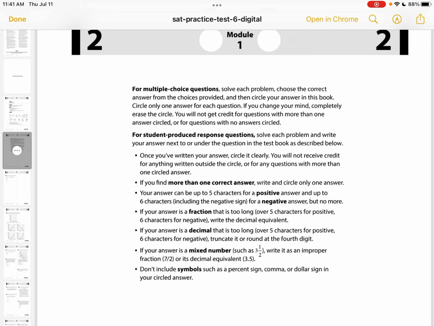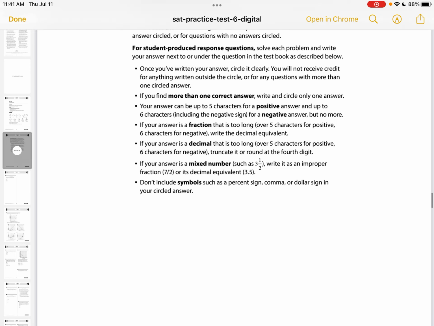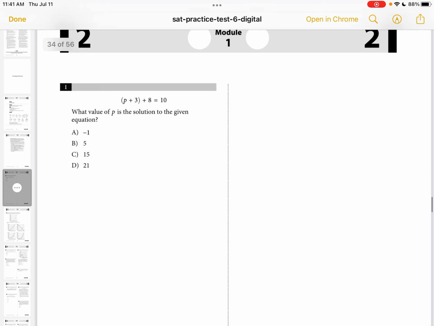Today we'll be looking at Module 1 of the SAT Practice Test number 6. Alright, so I'm going to get started right away.